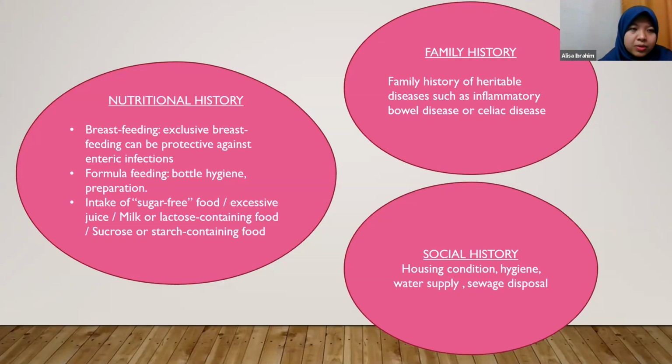For the family history, we need to ask about any history of heritable disease such as inflammatory bowel disease and also celiac disease. And for the social history, we need to ask about the housing condition, the hygiene, water supply, and also sewage disposal.